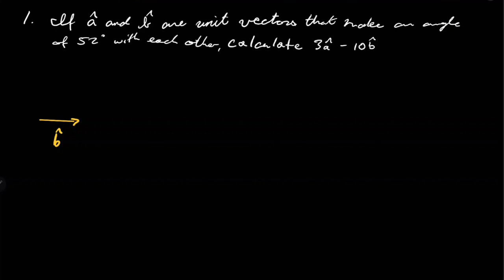and then after that, let's go up. So this will be vector A, and they are separated by 52 degrees. That looks like a 6. Hang on a second.